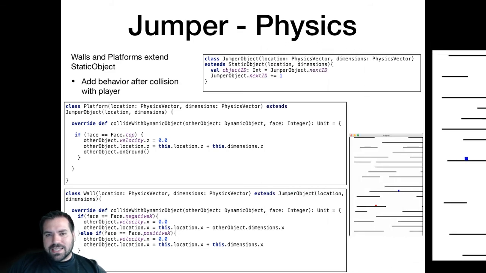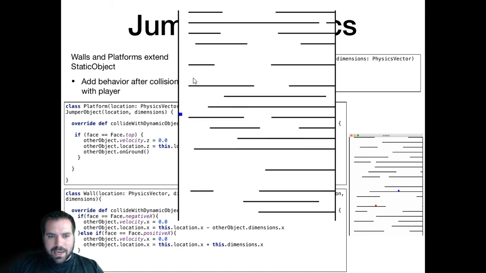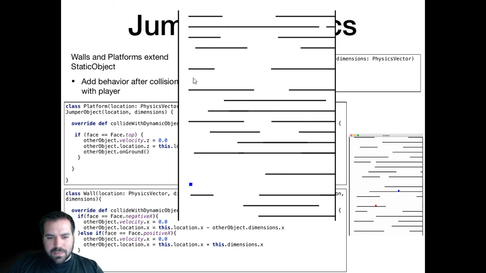So we saw the physics engine code: jumper object extended static object, and platform and walls both extend jumper object. And I didn't mention, but the walls on the side here, I can't move through this wall. So I can't go off the edge of the screen to the left or right. And we did that through inheritance and polymorphism.